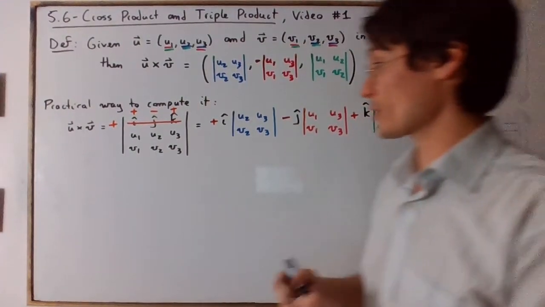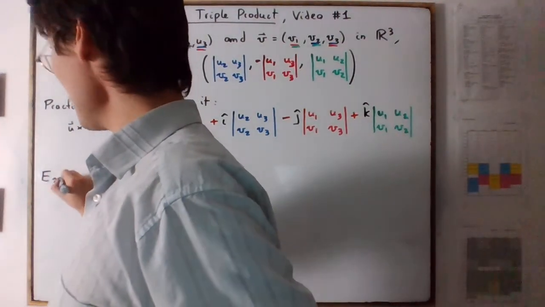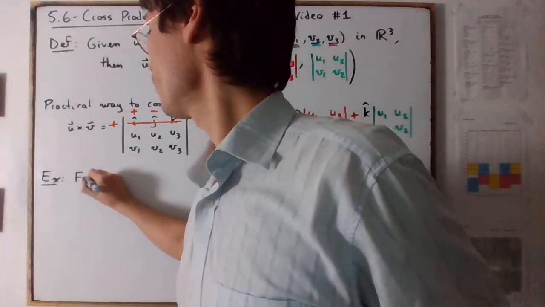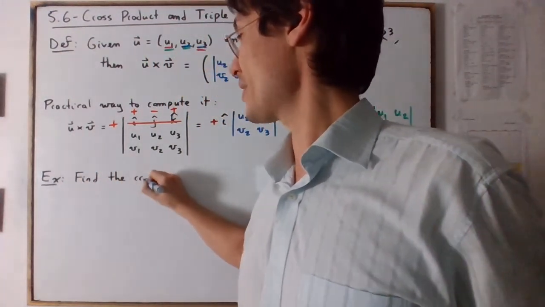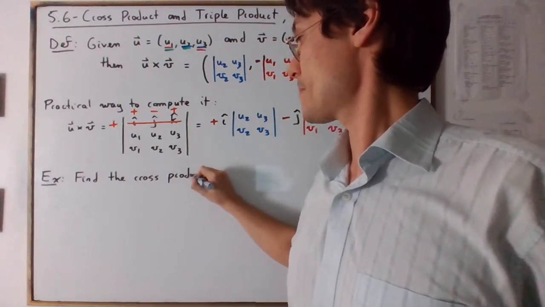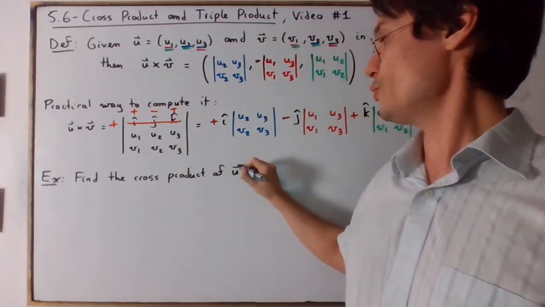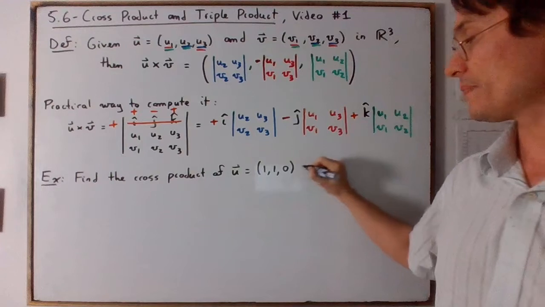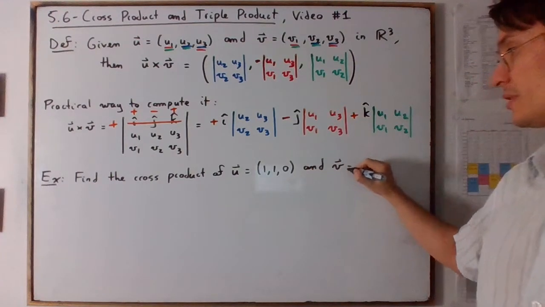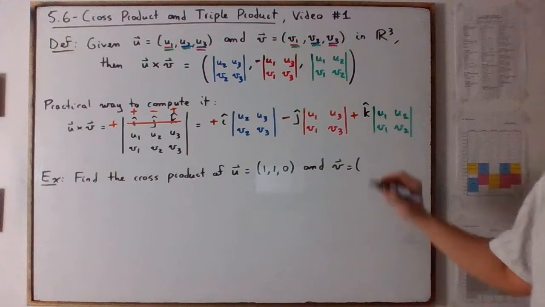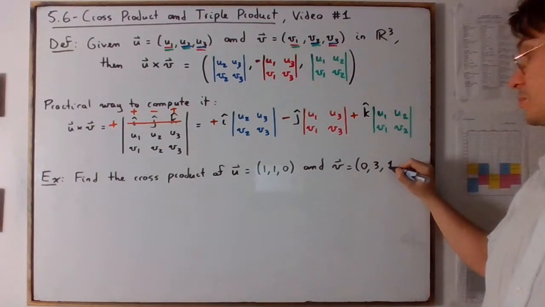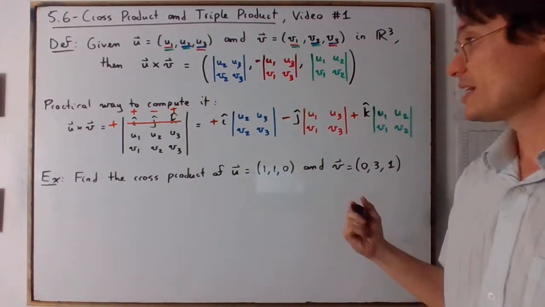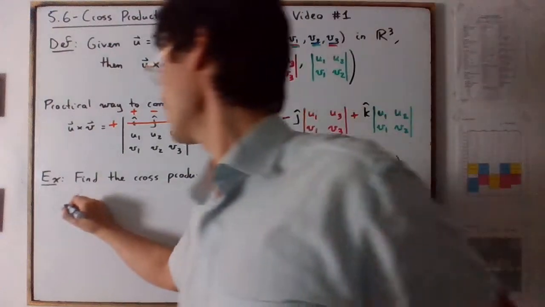The example that we're going to do: we're just going to take two vectors and do their cross product. Simple. Find the cross product of u, which will be the vector 1, 1, 0, and v, which will be the vector 0, 3, 1. The way that I calculate the cross product is this way, so let's do it.